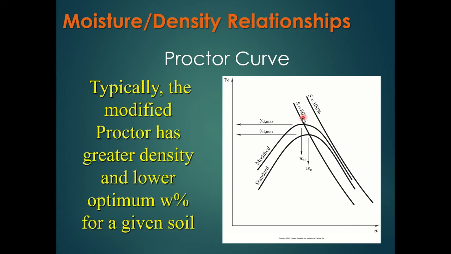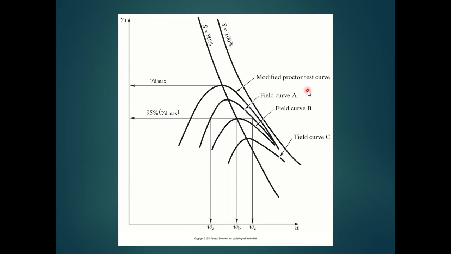Okay. So typically the modified Proctor has a greater density and a lower optimum water content for a given soil. Because remember the standard Proctor, okay, here's the modified. Remember the history is we started with a standard, but because over time traffic loads and equipment got heavier, we increased to the modified. So the standard, here's another curve here. The standard is a 5.5 pound weight dropping 12 inches, and the modified is a 10 pound weight dropping 24 inches. So it's a lot more energy, which increases our density, but the water content goes down.